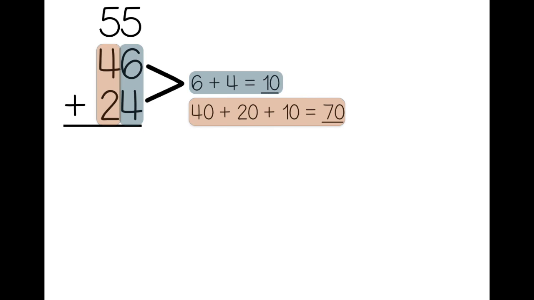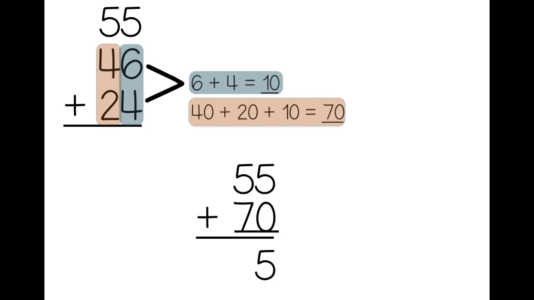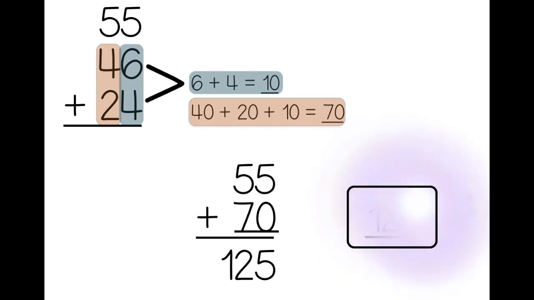Then I'm going to rewrite my problem, and I'm going to put 70 in place of the 46 plus 24. So 55 plus 70. Then I add it up. I start in my ones. 5 plus 0 equals 5. And 5 tens plus 7 tens equals 12 tens. So that gives me a sum of 125.